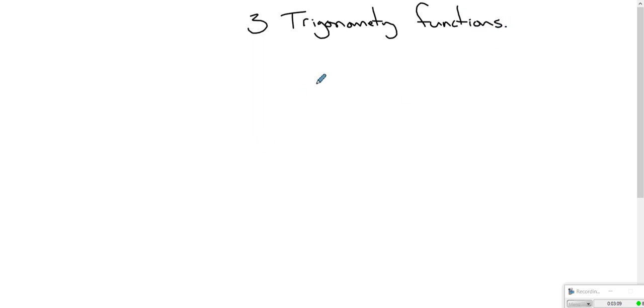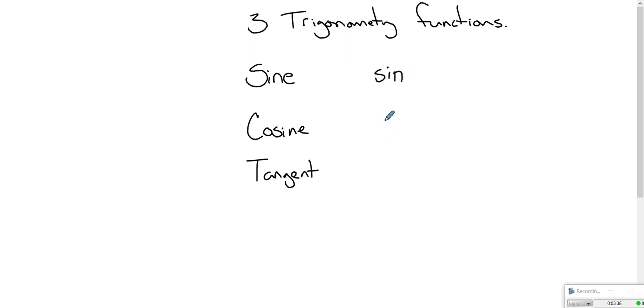Okay, three trig functions. One is called the sine function, and it's spelled S-I-N-E. The second one is called the cosine function, and the third one is called the tangent function. Sine, cosine, and tangent. Sine will be abbreviated S-I-N. Cosine will be abbreviated C-O-S, and tangent will be abbreviated T-A-N. And if you look on your calculator, you will see there's a button that looks like this, a button that looks like this, and a button that looks like this.